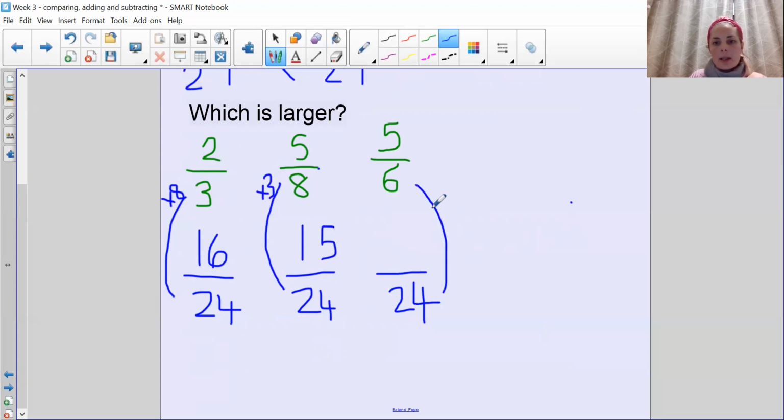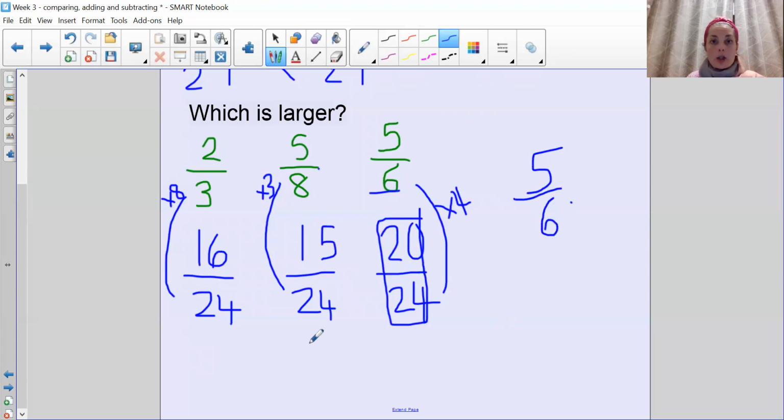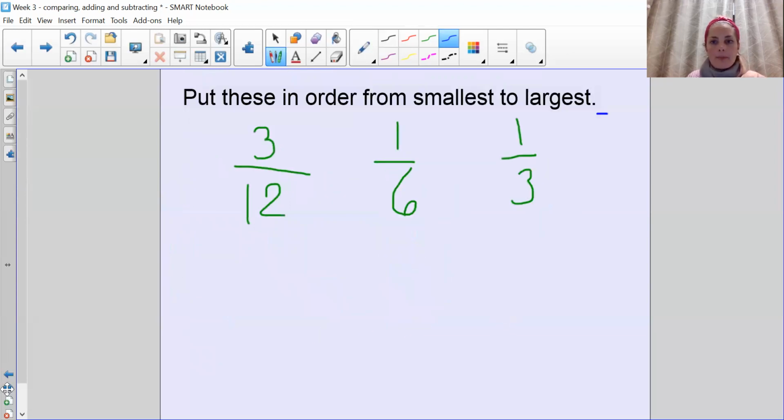And 6 to 24, I times it by 4. So I'm going to say 5 times 4 is 20. Which one is larger? 20/24. What is the original fraction? It's going to be 5/6 is going to be my answer. Don't forget to write that original fraction.